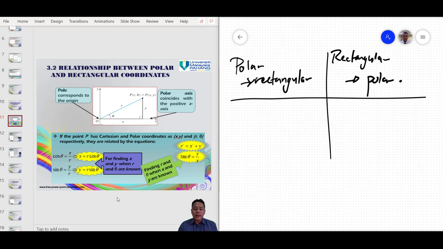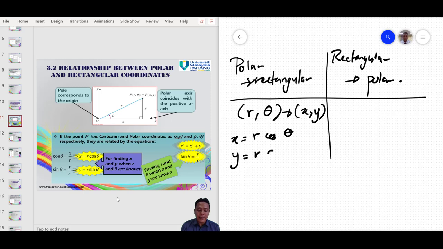If you are given polar coordinates r, theta, and you want to convert them into x, y, you can see from this representation that x equals r cos theta. And y is r sin theta. Okay, this is the basics of trigonometry.